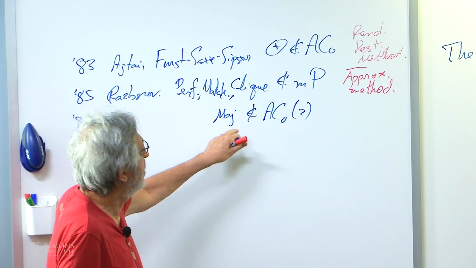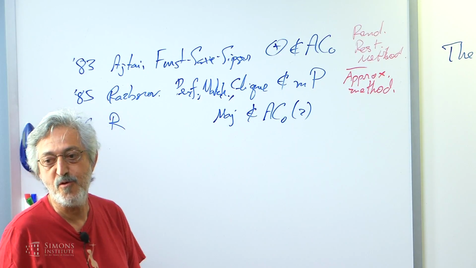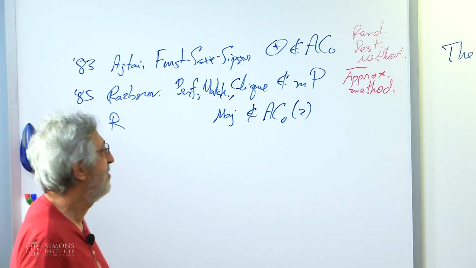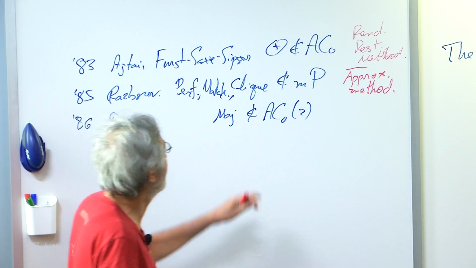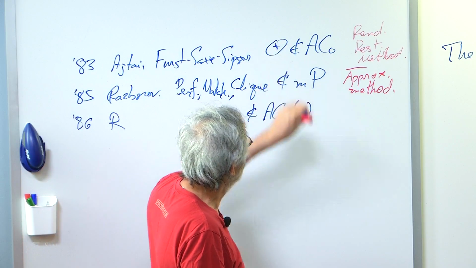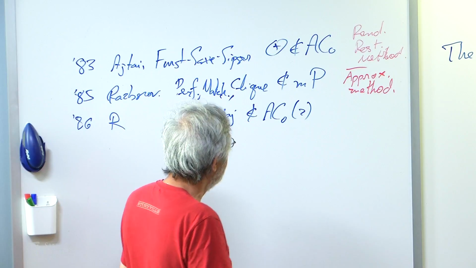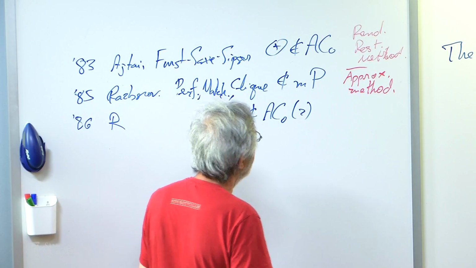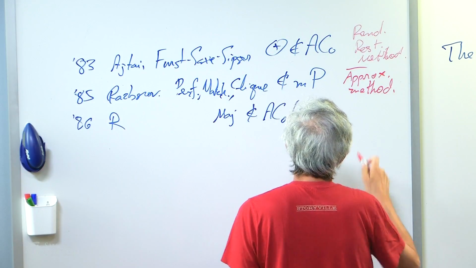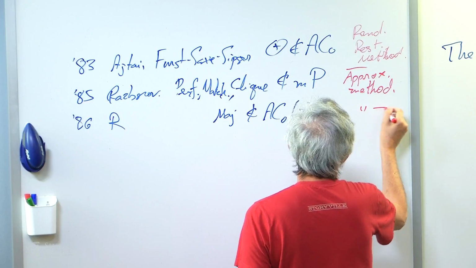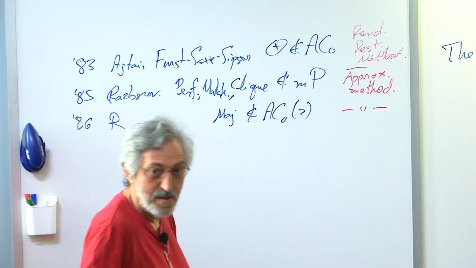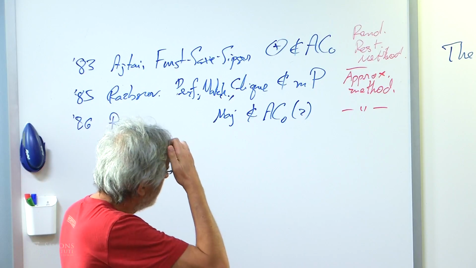And this already you cannot do, or at least we have no idea how to do it with random restrictions, because parities don't care about random restrictions. So he showed that this too works using the approximation method.